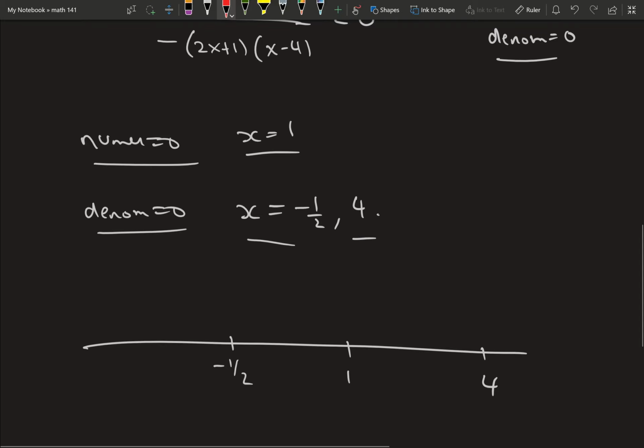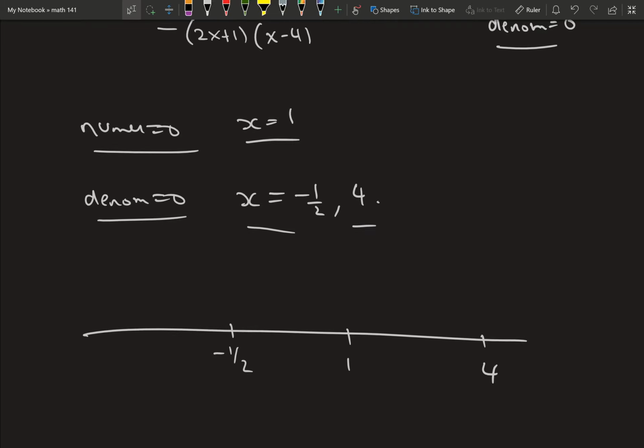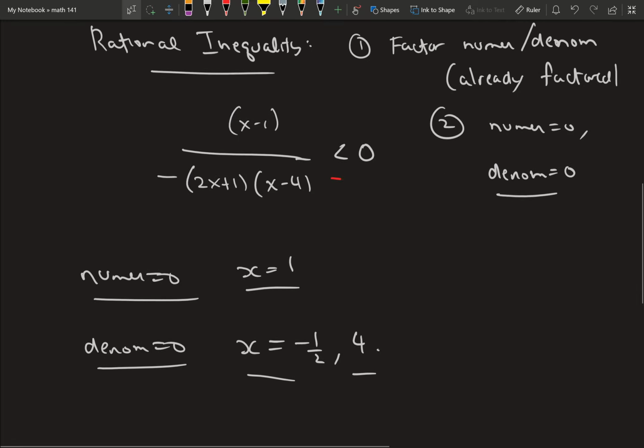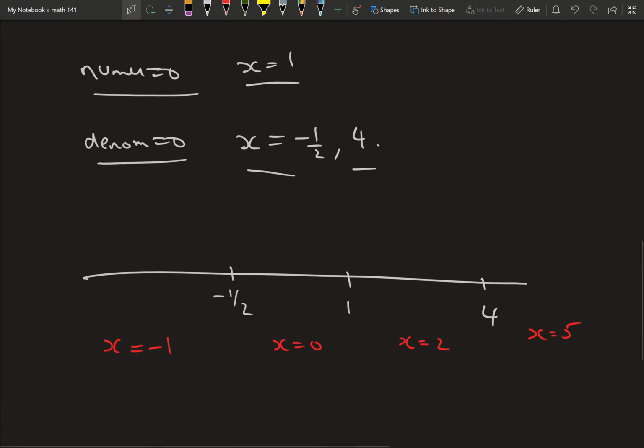And so we want to plug in one value in each subinterval. You just collect all of these values together. So here, say we plug in -1, plug in 0, 2, and 5. And we say, okay, overall, what do we want? We want this thing to be less than 0. So we're looking for the negative sign, strictly. So what are we plugging into? Let me just rewrite the polynomial here. We have x minus 1 over negative 2x plus 1 times x minus 4. This is what we're going to be plugging in the values x equal -1, 0, 2, and 5 into.